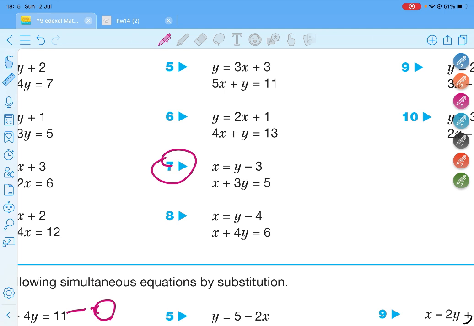Stuck? Why? Here, x and y are not on the same side. First of all, I need to take y to the left side and rearrange here. Just take y to this side. Is it okay? This is my first equation: x plus 3y equals 5. This is my second equation.